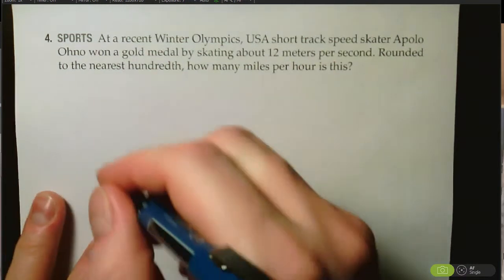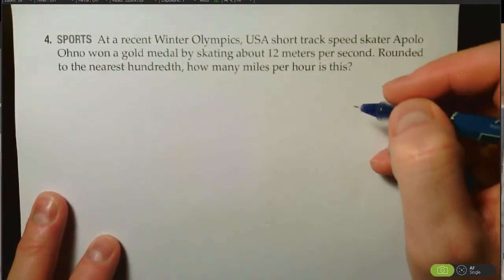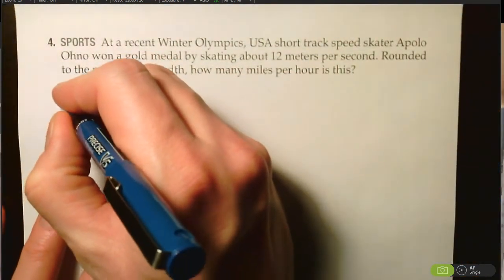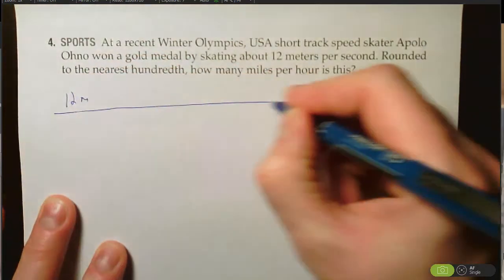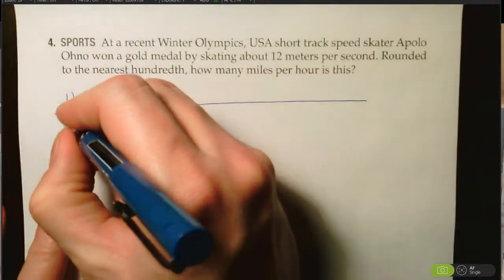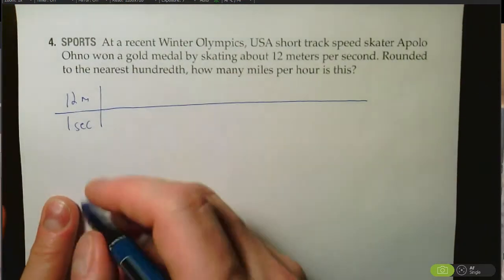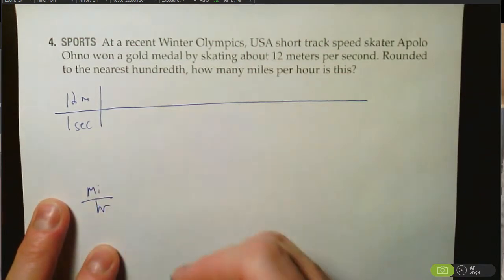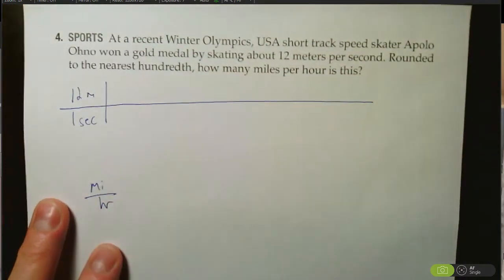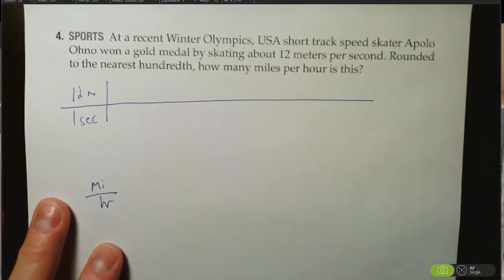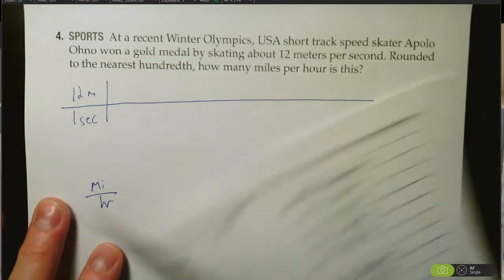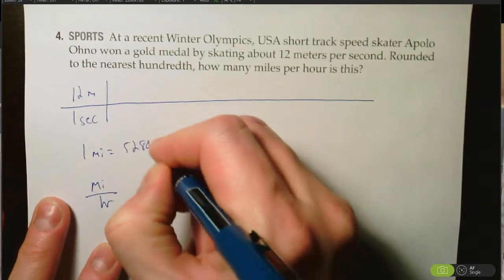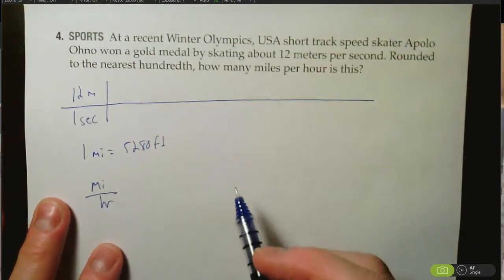So we have to start off with 12 meters per second. I'd write 12 meters over 1 second. But I want this to be miles per hour instead of meters per second. So I need to figure out, how do I convert meters to miles? Well, we go to our units. I know 1 mile is 5,280 feet. That's on the sheet I gave you in class, in the inside cover of the book, or you have it memorized.